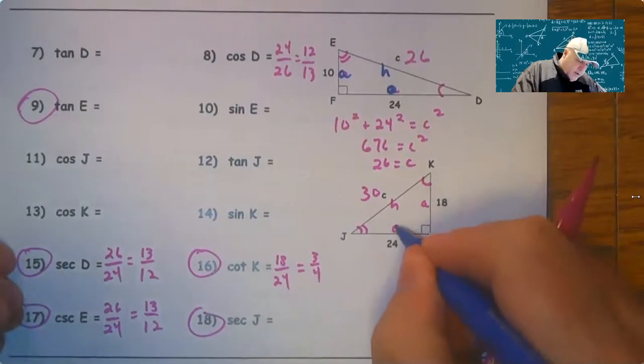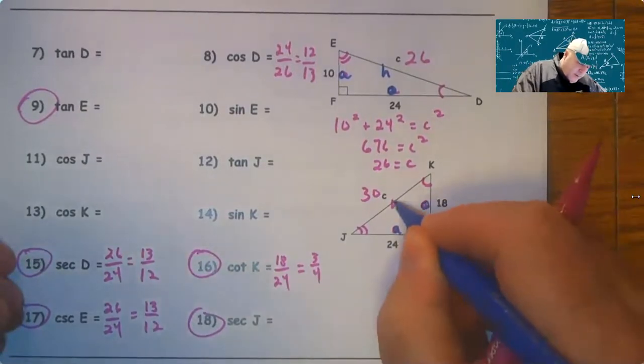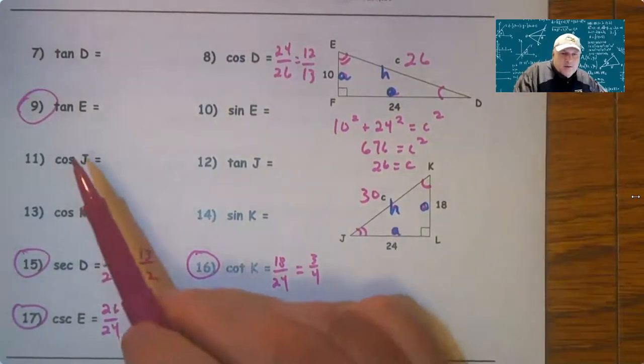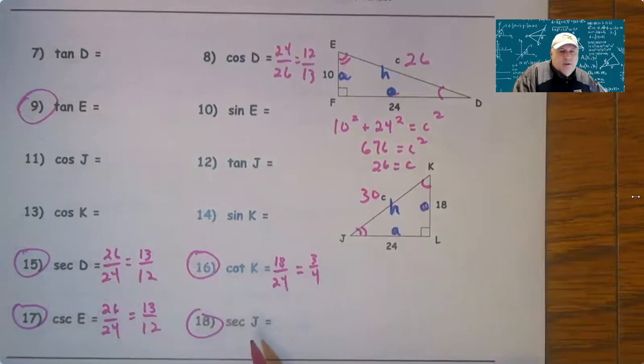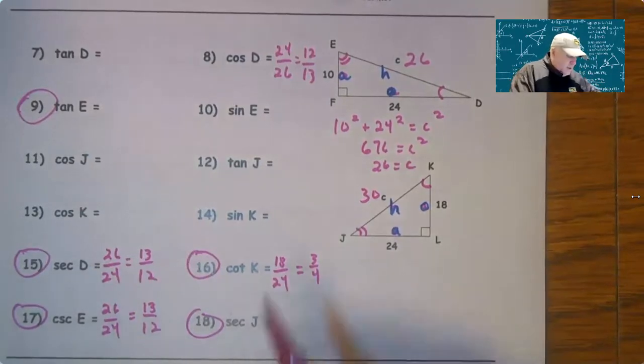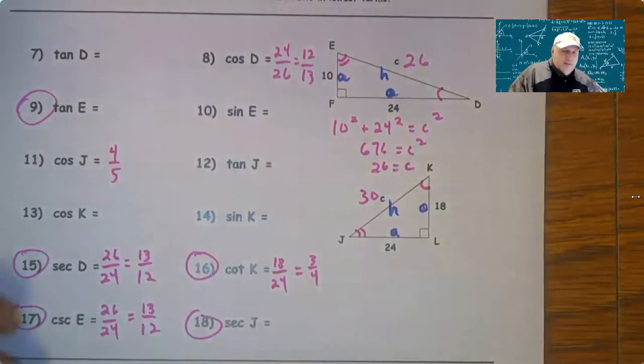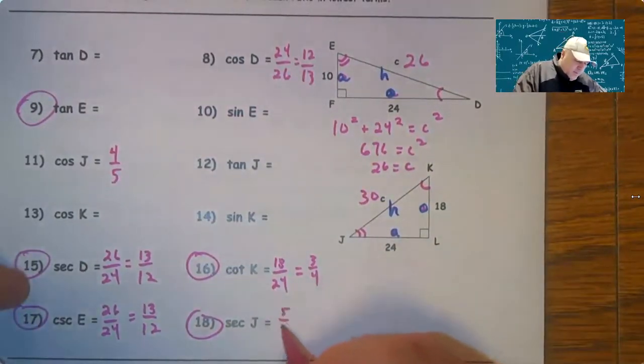Okay, and then I'm going to go again and invert these here. So secant of J, secant is the flip of cosine. So if you knew cosine of J, then you can immediately go to secant of J. So cosine of J is 4/5 reduced. So once you get that answer, you can just say 5/4.